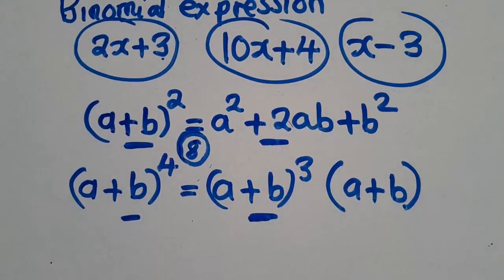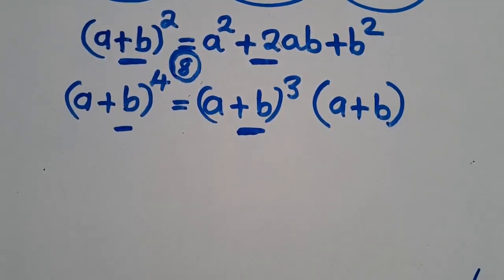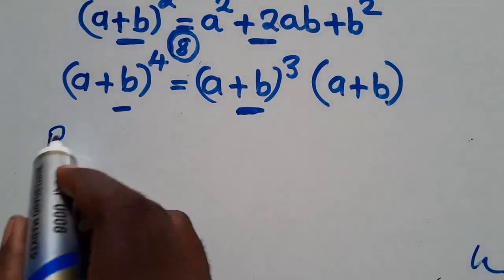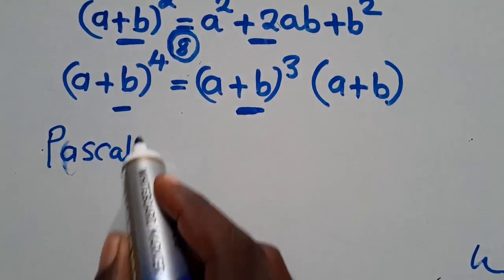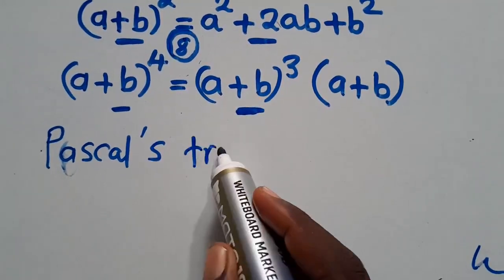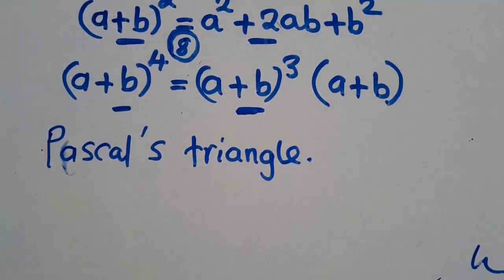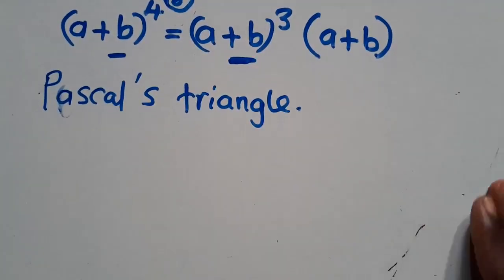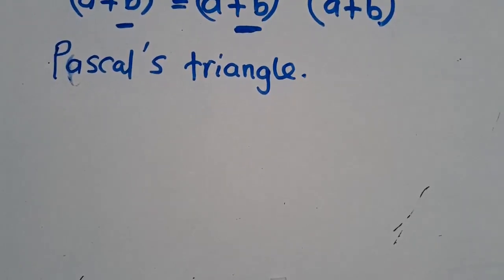The first method that we are going to start with is called Pascal's triangle. You need to make sure that you know it and understand it clearly. Pascal's triangle is very simple, and I believe you are going to understand how to expand the terms using it.